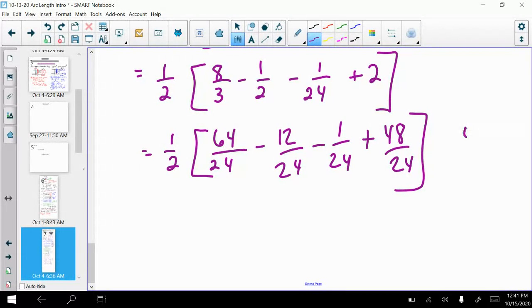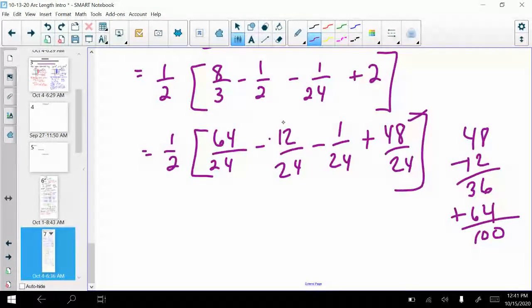Actually, if I do 48 minus 12, that's going to be 36. And if I do 36 plus 64, that's 100. And then I've taken care of these three guys. So 100 minus 1 is 99. So I'm going to go with that's 99 over 48. Check me on your calculator, see if I got that right.